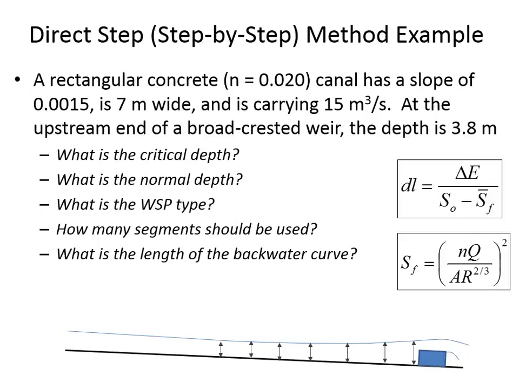And then the given depth of 3.8 meters means that the actual water depth, here's the water surface depicted with a triangle and the little ripples there, puts it into zone 1. So that's how it's an M1 profile.